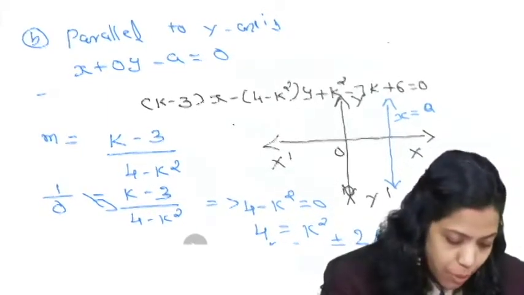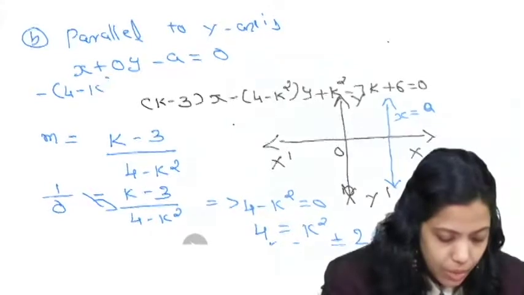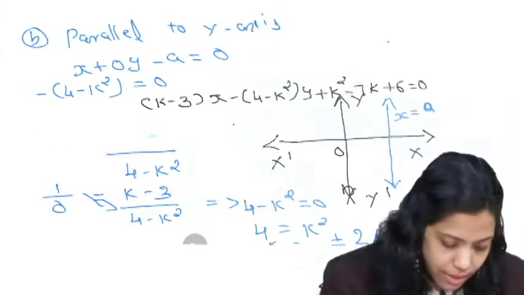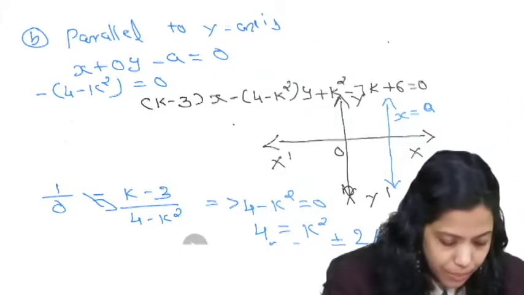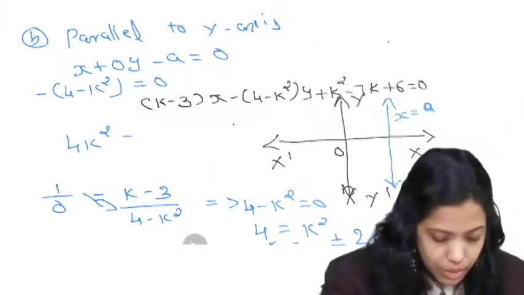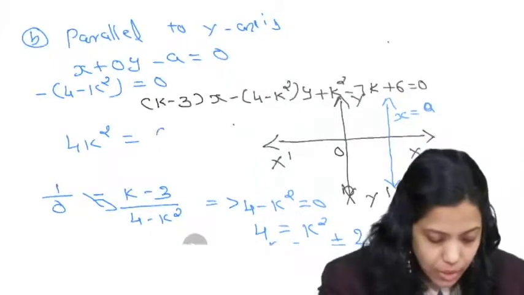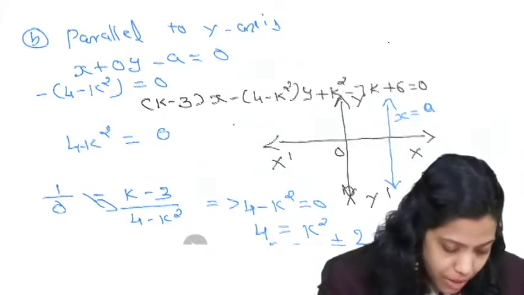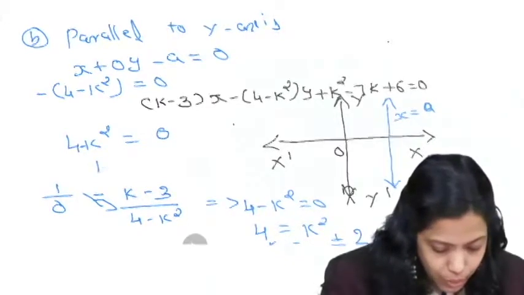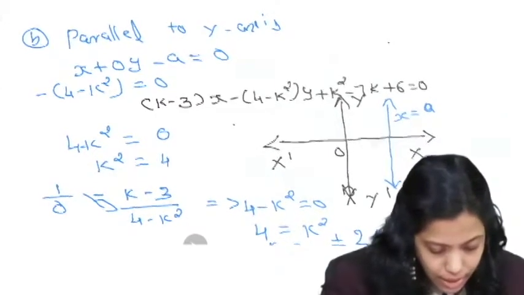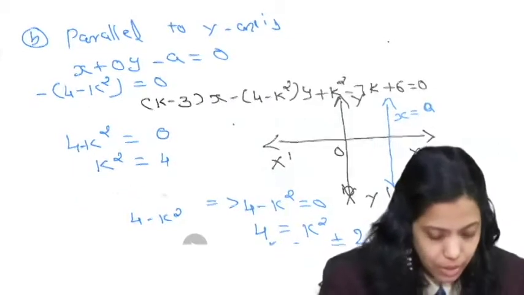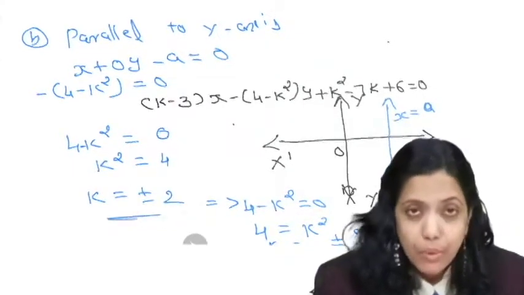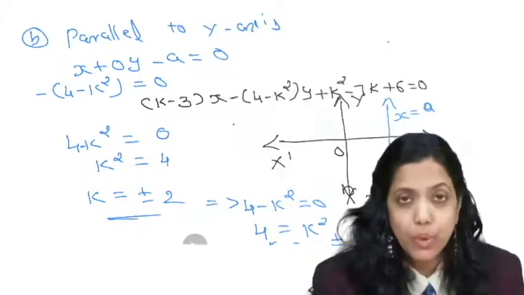So negative 4 minus k square equal to 0. That means we are getting 4 minus k square equal to 0 by 1, which means it is 0, or 0 by negative 1, which means it is 0. So 4 minus k square, k square equal to 4 and k equals plus or minus 2. So in both the cases we are getting the same answer for the value of k, plus or minus 2. So let's move on to the next one.